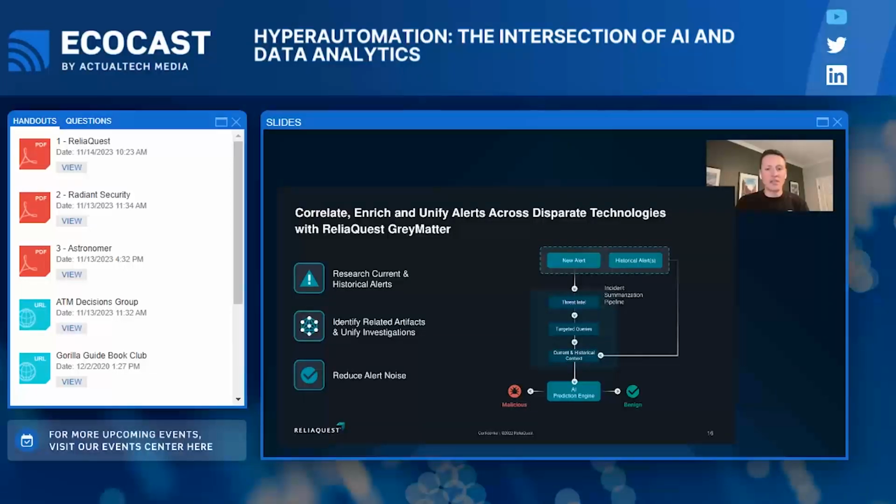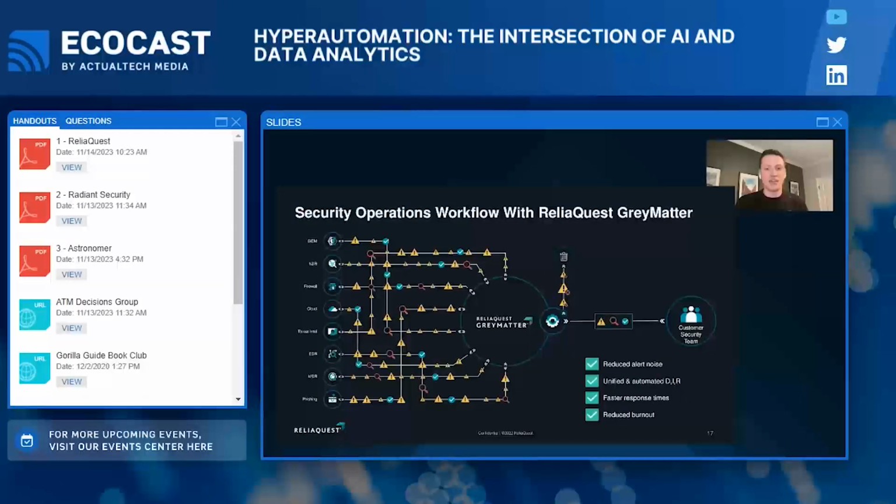Now, with that being said, I just want to take a step back and look at the larger picture here. And this is how we're seeing security operations as a workflow, leveraging ReliaQuest Gray Matter, as well as the hyperautomation that we've been talking about today. As we start on the left-hand side, you can see all those disparate technologies. And it could be one or many, right? So a customer could have several SIEMs in place, and all of those alerts, as well as many of the other tools they have connected, are going to be generating context, as well as alerts and incidents that need to be fed into the centralized platform here, which is Gray Matter.